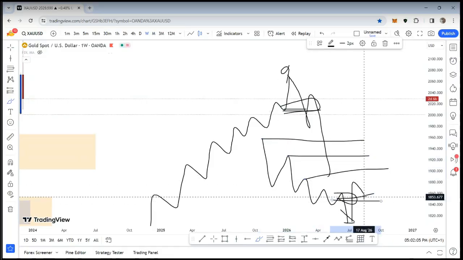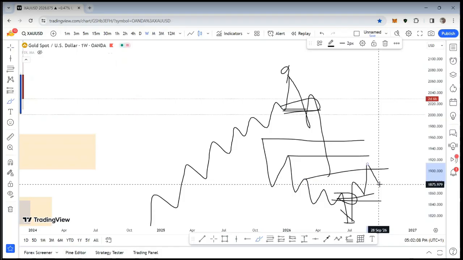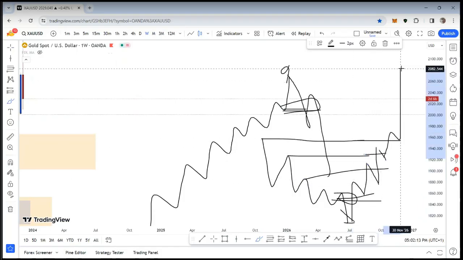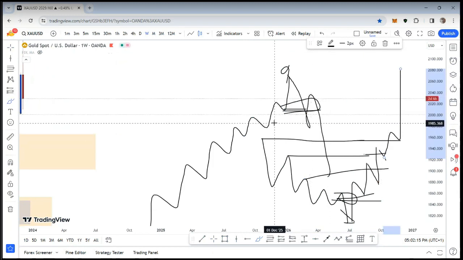If price breaks this roadblock, we take a retest. If price breaks this roadblock, we take a retest. And that is how price continues buying. That is how price moves.